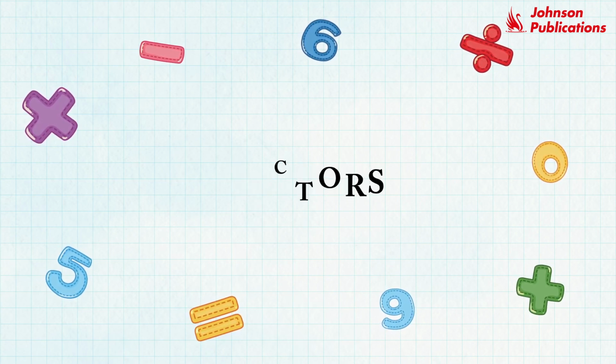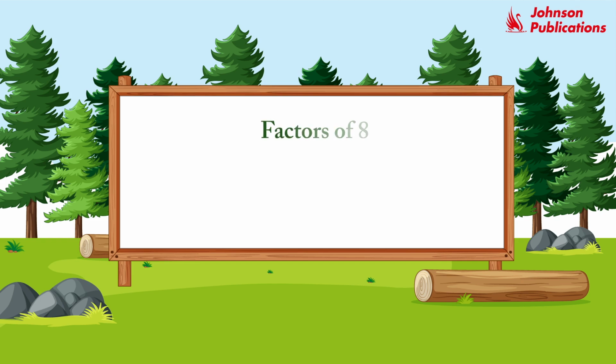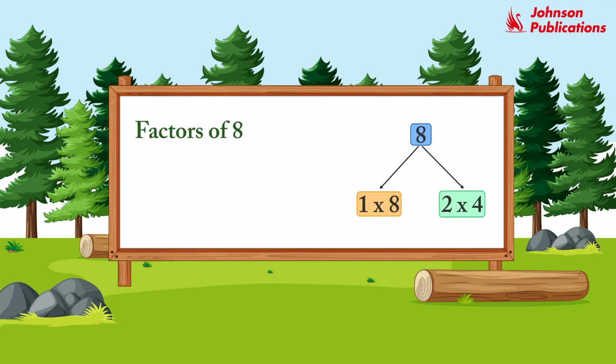Factors. A number is considered to be a factor of another number if it divides the other number completely without leaving a remainder. For example, let us find all the factors of 8. Since 8 is divisible by 1, 8, 2 and 4 completely, therefore the factors of 8 are 1, 8, 2 and 4.